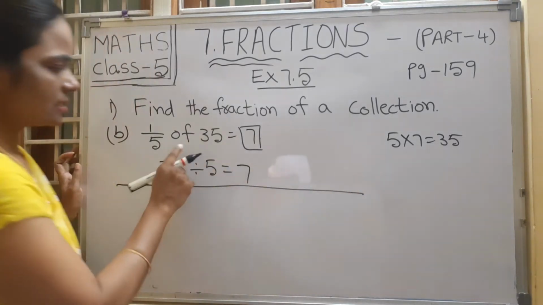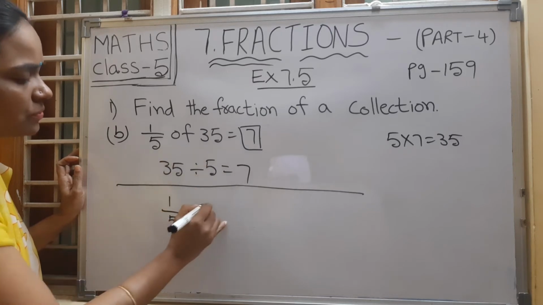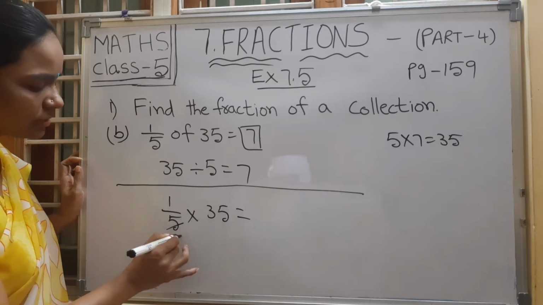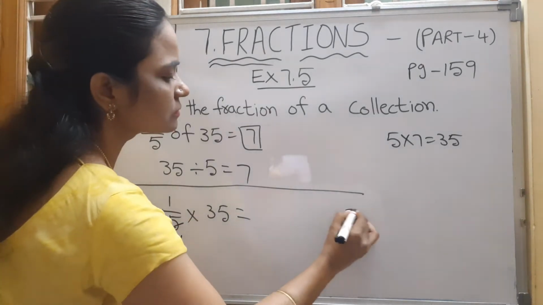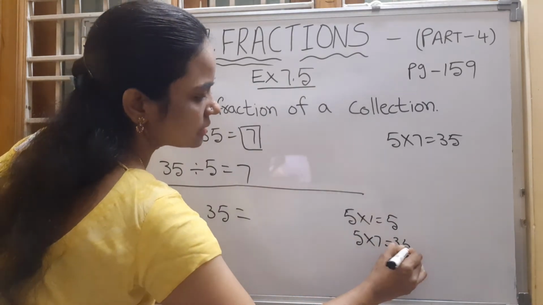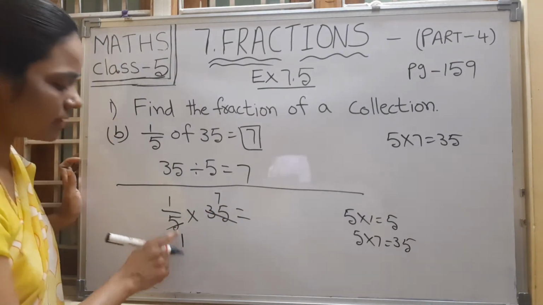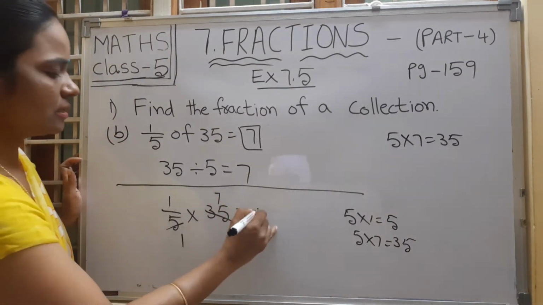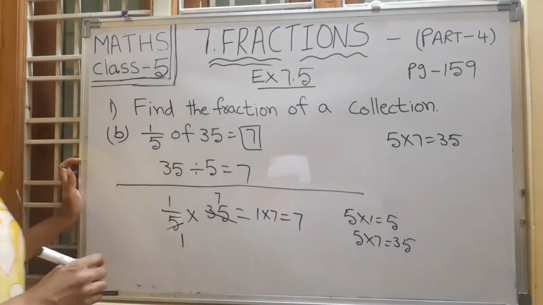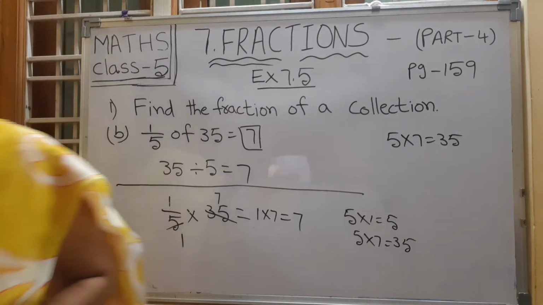Or else, what is another method? 1 by 5 into 35. Directly I am cancelling 5 table in 5 table. 5 1s are 5 and 5 7s are 35. So cut and write 1 here, and 7 here. 5 1s are 5, 5 7s are 35. So 1 into 7, what is the answer? 1 into 7 is equal to 7. So in this way we will take, children. I hope you understood.